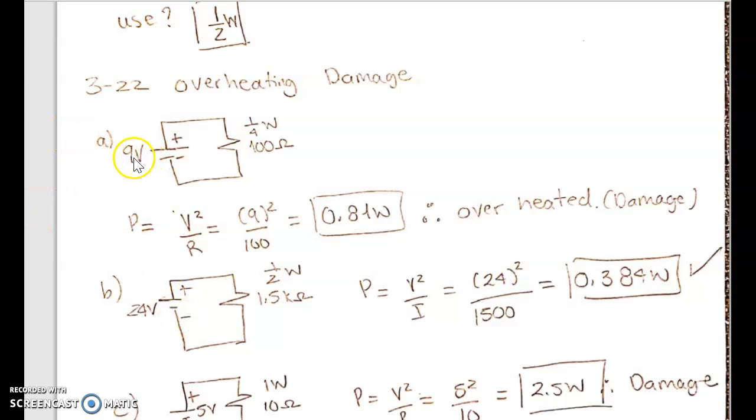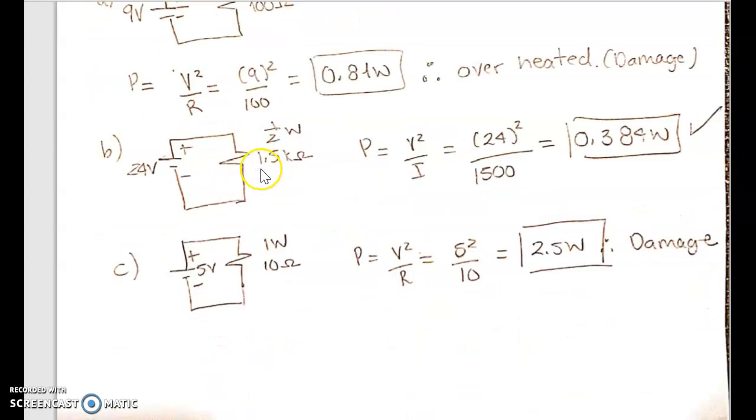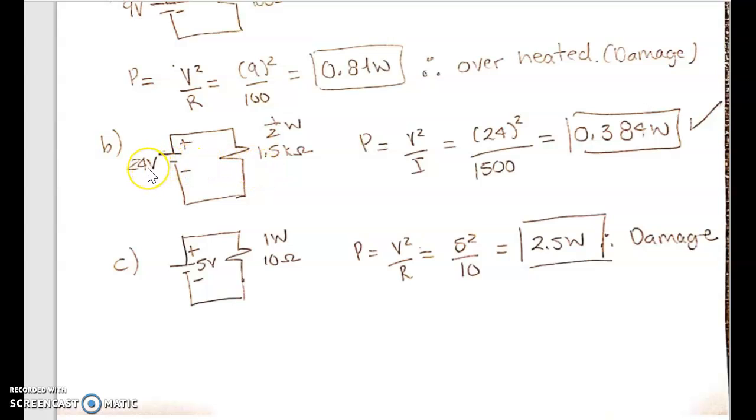So in here we have 9 volts and we have 100 ohms. So we use the formula where we need the voltage and the resistor, and we calculate that the power dissipated by that specific resistor is 0.81. So the resistor can handle 0.25 or 1/4. So this resistor is damaged. It has been overheated.